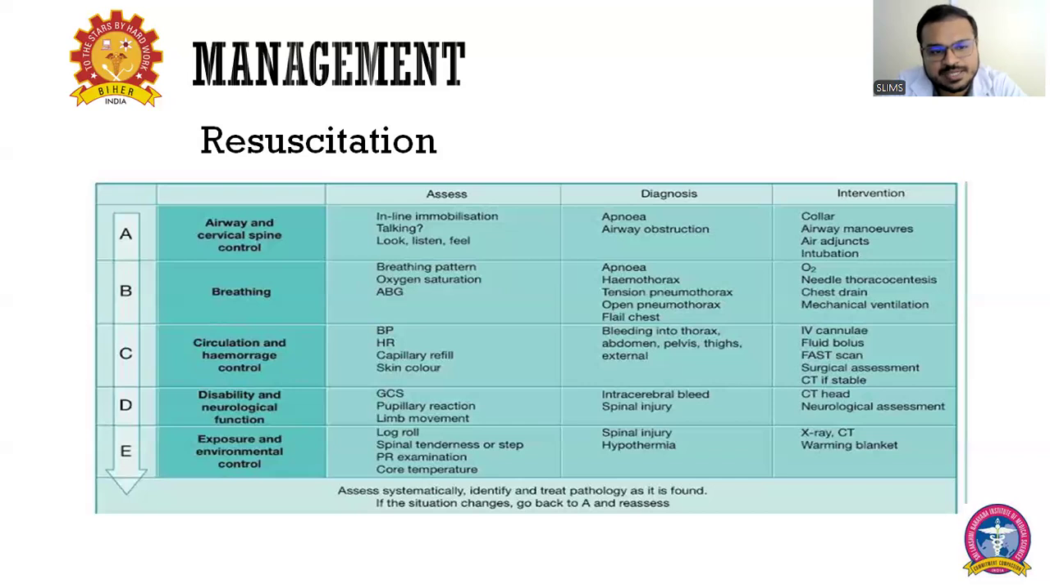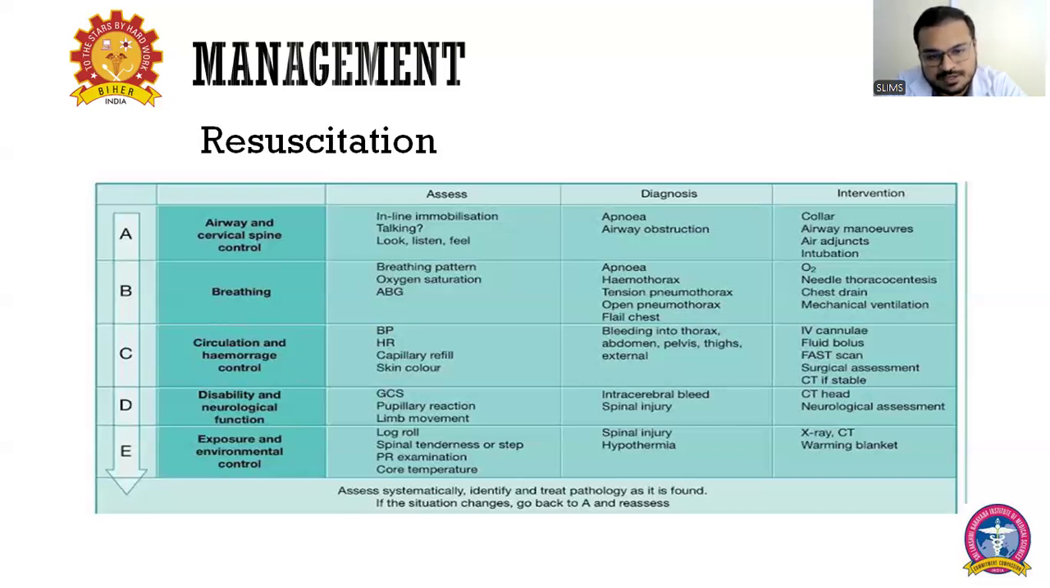D is disability and neurological function, where we see the Glasgow Coma Score, pupillary reaction and limb movements. Diagnosis is for intracerebral bleed and spinal injury. We diagnose the disability of the patient. And intervention is that we are going to do a CT brain and neurological assessment of the patient.